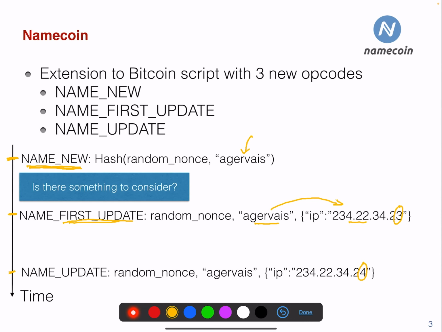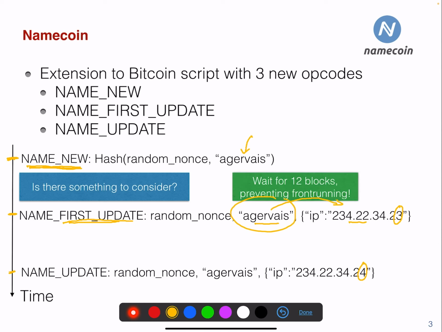So if you consider that this data here, this domain name, will be public, right? Then technically somebody could front run your update request. So you need to have a certain amount of block confirmations of the blockchain, because otherwise, if you see this transaction being broadcasted on the network with this domain name, you could just issue the same transaction and effectively try to front run this domain.